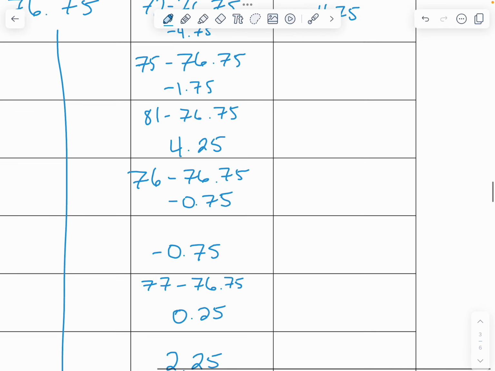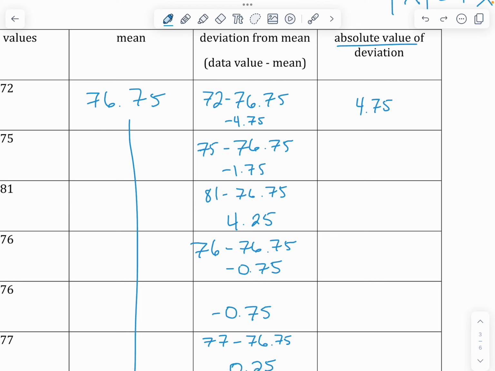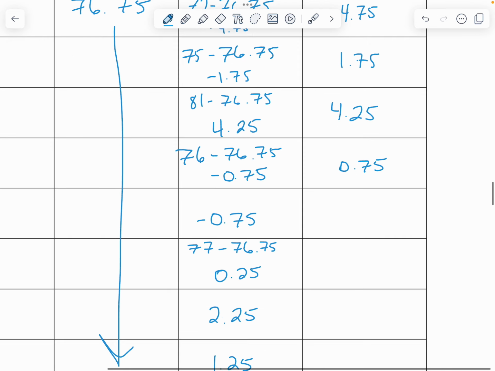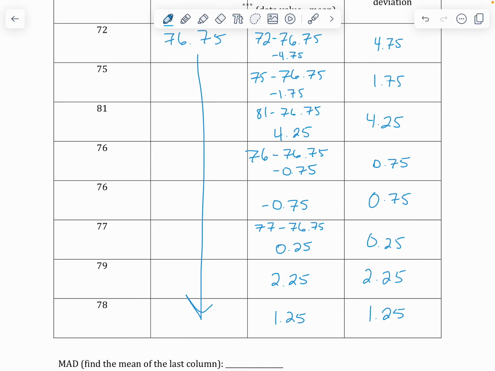Okay, so now I'm just going to list down the absolute values. So again, positive versions of these. Even if they're already positive, you leave them as positive. So 4.25, 0.75, 0.75, 0.25, 2.25, 1.25. And again, if I'm going too quickly, just pause the video.